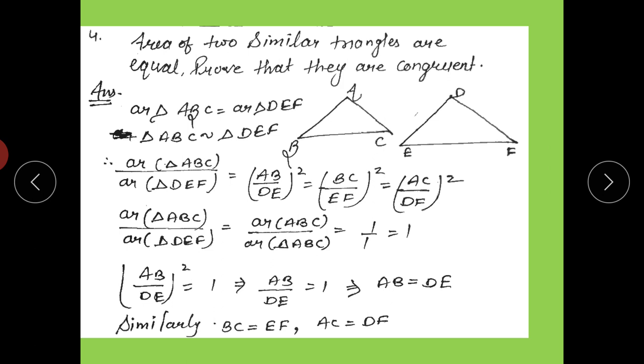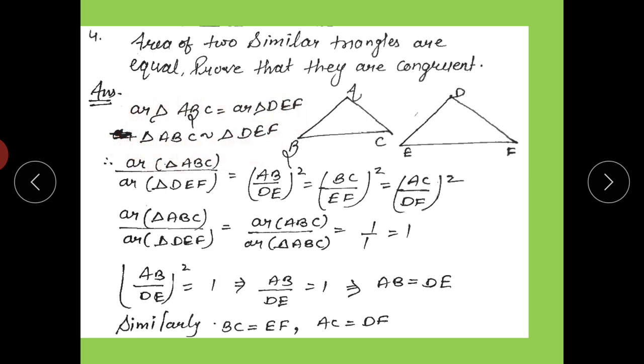Next question, question number 4. Areas of two similar triangles are equal, then prove that they are congruent. Very easy question. It is said that if the areas of two similar triangles are equal, then prove that they are congruent. What is given here? Given is triangle ABC. Area of triangle ABC is equal to area of triangle DEF. That is given, and triangle ABC is similar to triangle DEF.